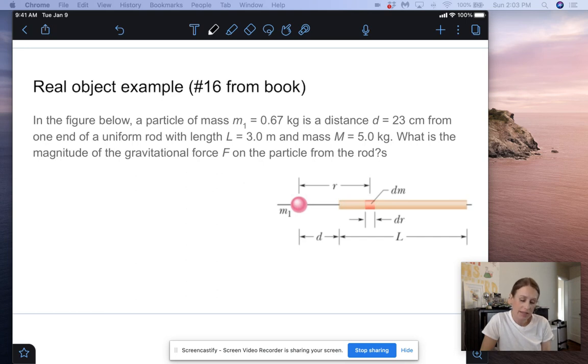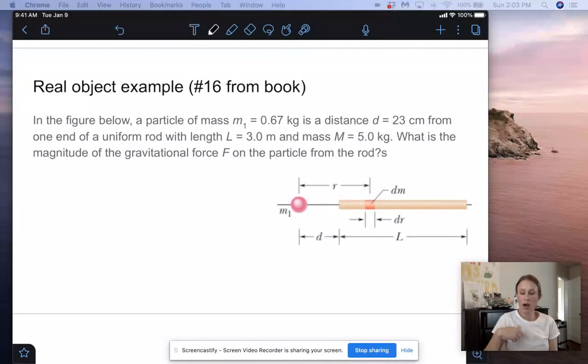All right, so here is an example with a real object. We have in the figure below a particle of mass m equal to 0.67 kilograms, a distance 23 centimeters from one end of a uniform rod with length L equals 3 meters and mass equal to 5 kilograms. What is the magnitude of the gravitational force F on the particle from the rod?